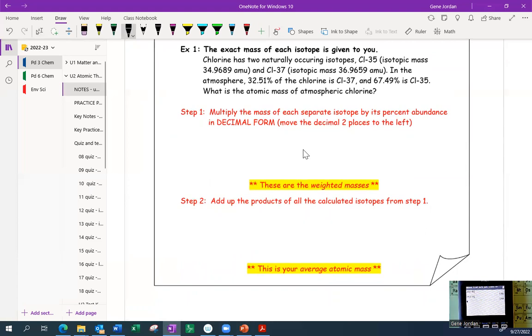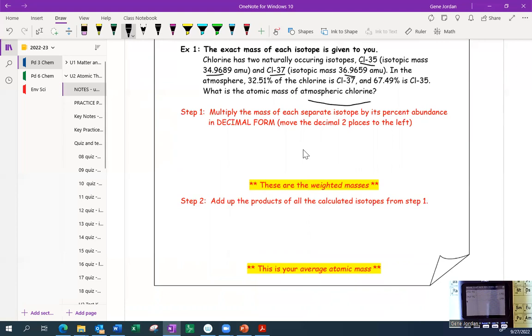All right, the first one, the exact mass of each isotope is given to you. Chlorine has two naturally occurring isotopes, chlorine 35 and chlorine 37. They give you the mass here for each of those. In the atmosphere, about 32% of the chlorine is chlorine 37, and about 67% is chlorine 35. What is the atomic mass of atmospheric chlorine?